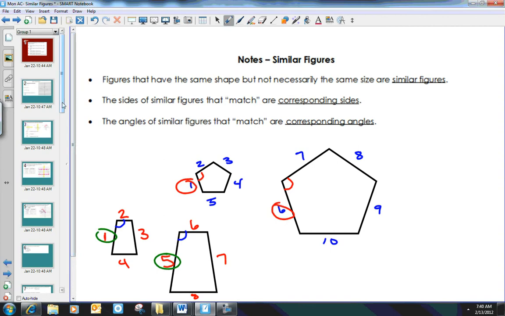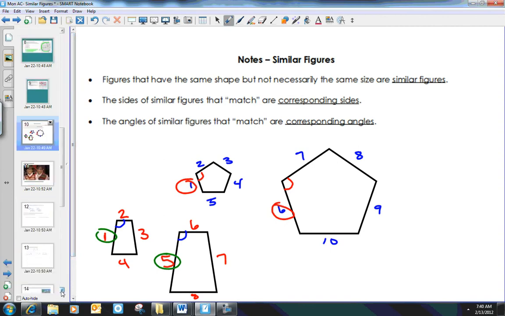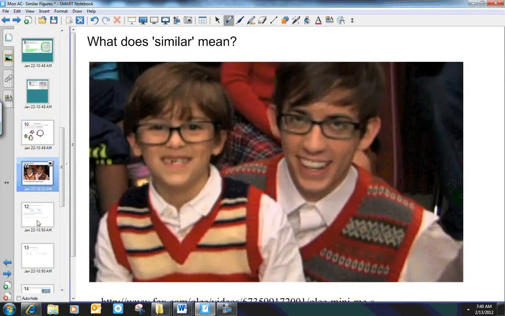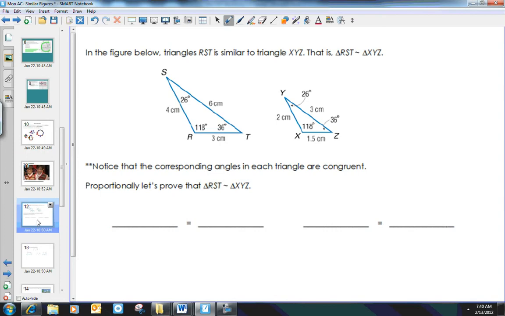All right, now that we have determined what exactly a similar figure is, what does similar mean? Similar means that they are proportional to each other when we're talking about two different figures. And you can determine if figures are similar by seeing if they have proportional side lengths. And let's take a minute to review how we figure out if something is proportional.